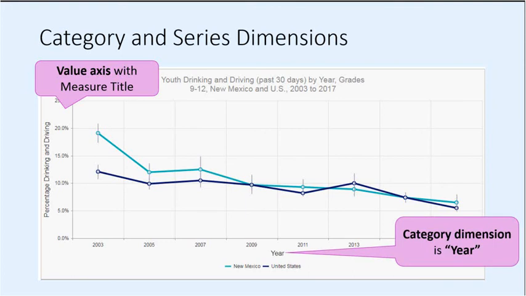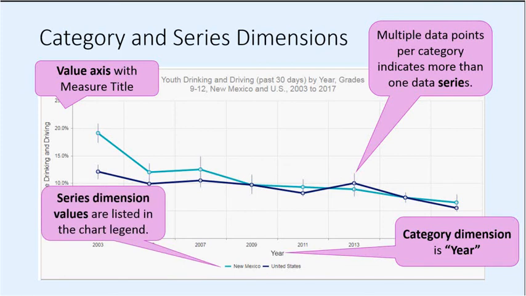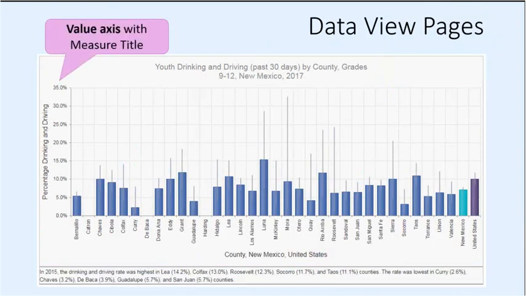Now, what's interesting about this graph is that it also has a series dimension. We can see there are multiple data points for each category, and that means that there are multiple data series. If a series dimension is used, you'll see a legend with the dimension values listed. Okay, so now we know about the value axis, the category dimension, the series dimension, and series dimension values. All right, so we're going to run through some of these and point out our new vocabulary.